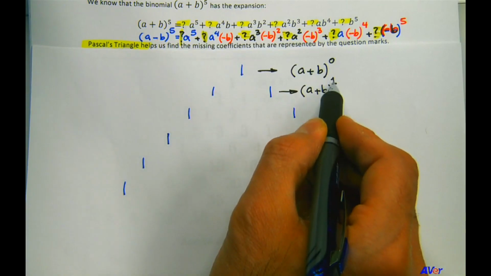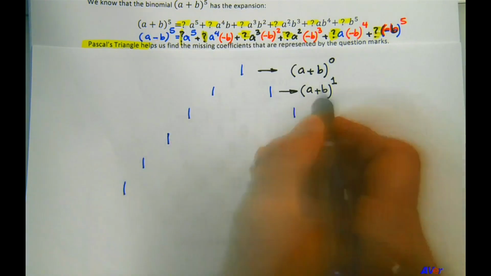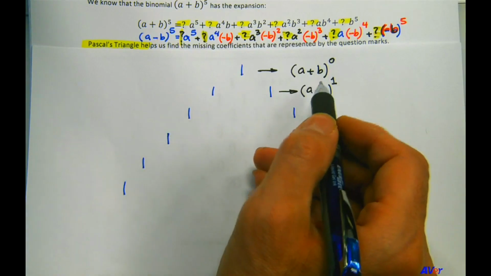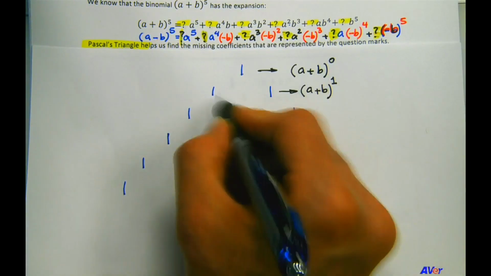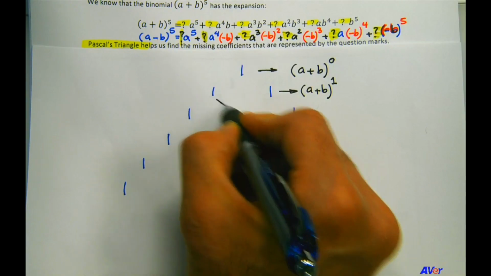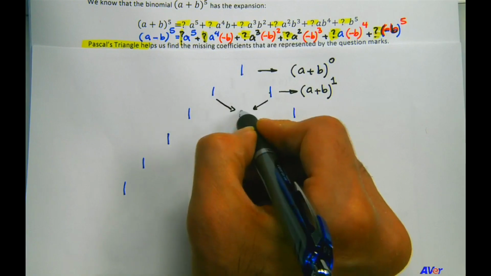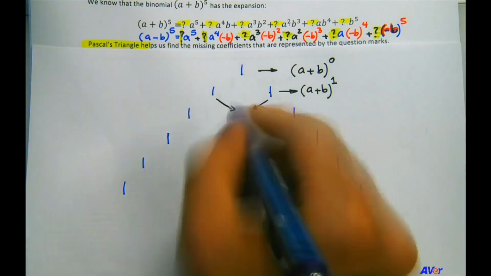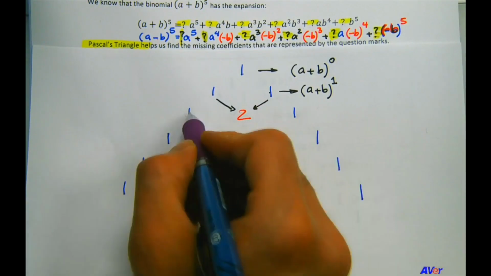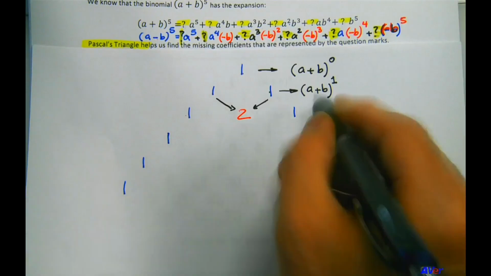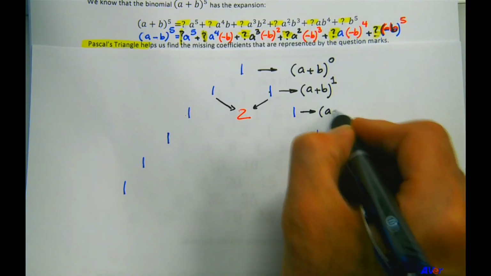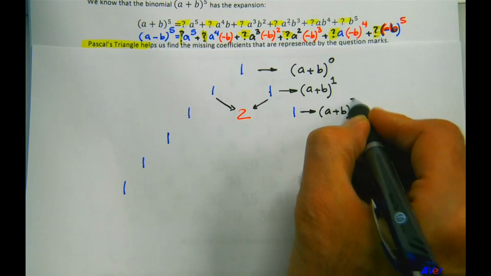If the power on the outside here is 1, you basically are going to have the same two terms, a and b. Okay? Or a minus b, whichever the case. Now, for this row, you add these two. This one, 1 plus 1, you end up with 2 for the same row. So these are the coefficients of the expansion of this binomial, a plus b to the 2nd power.